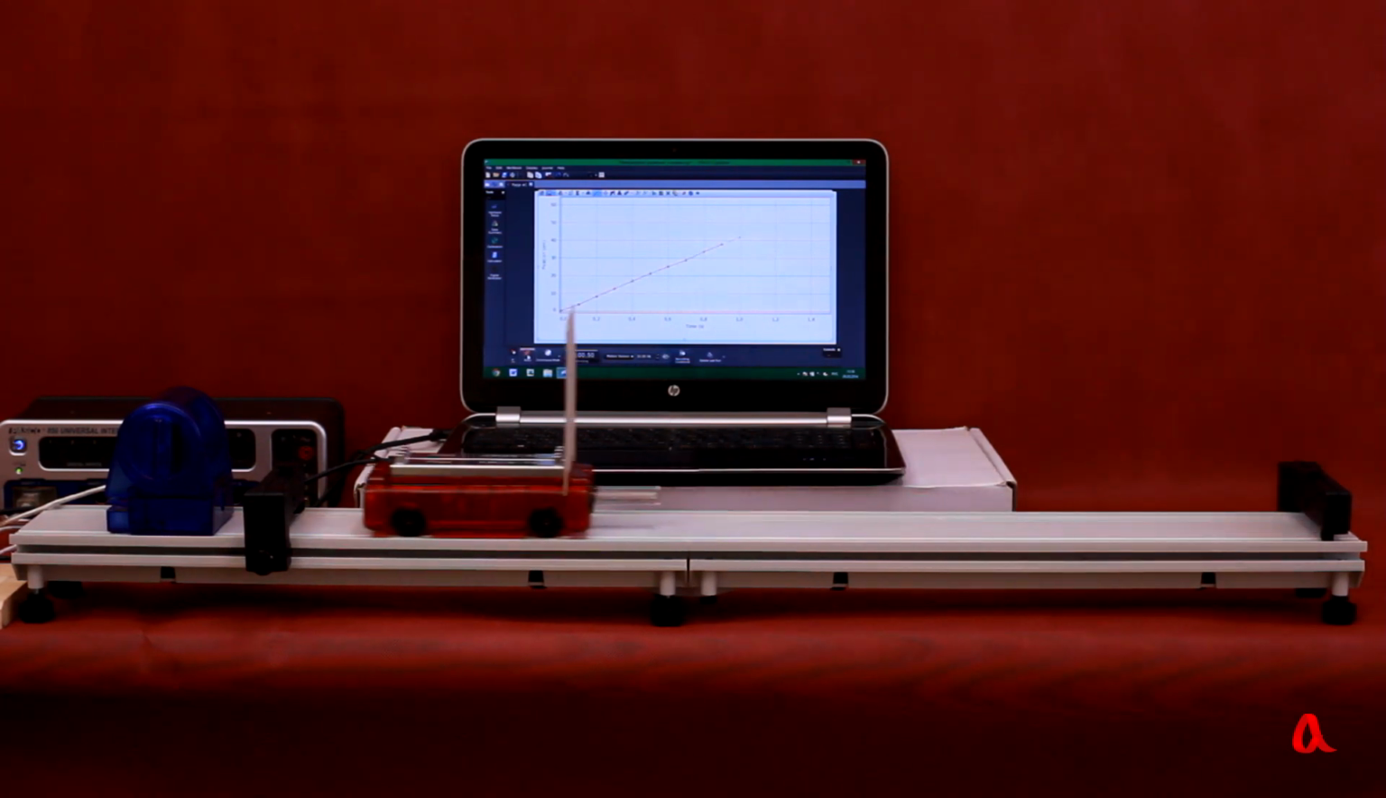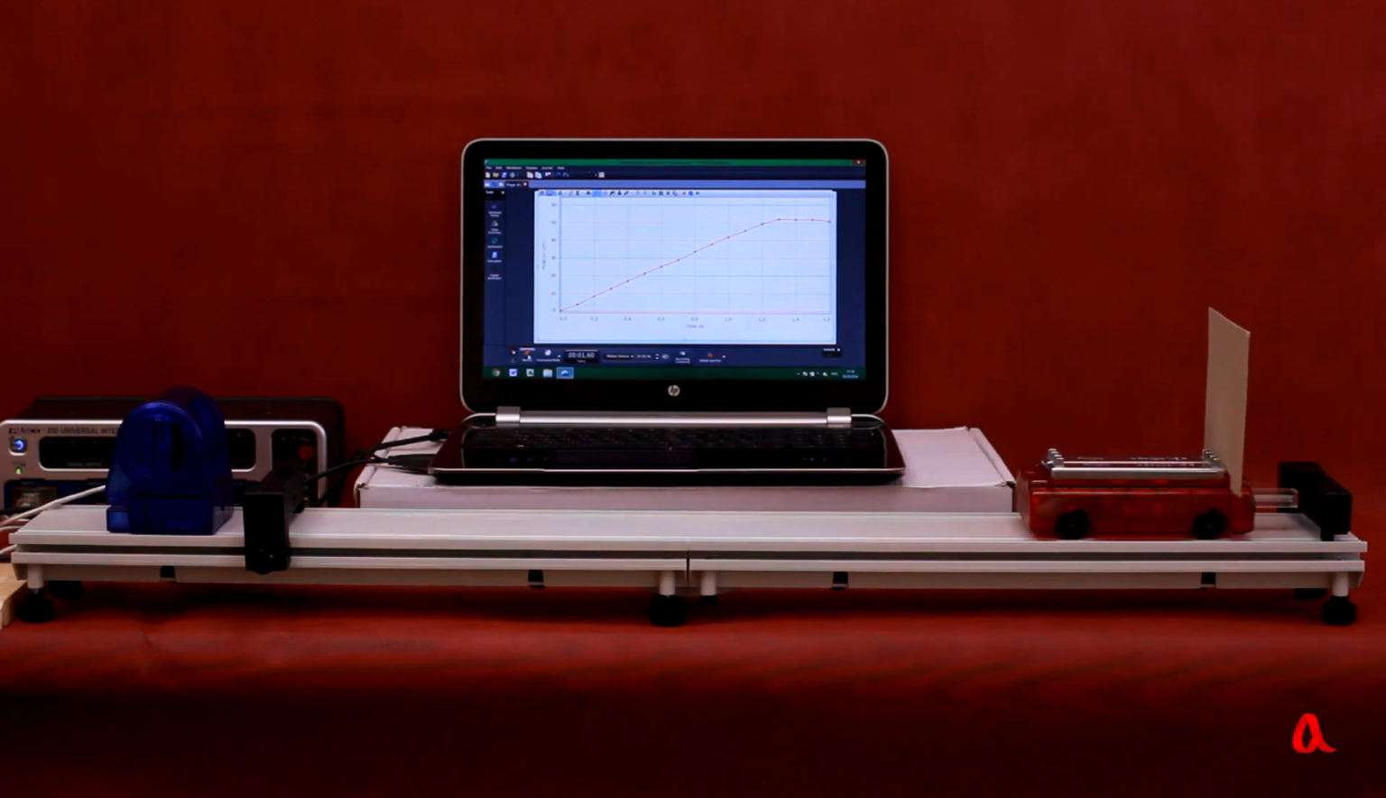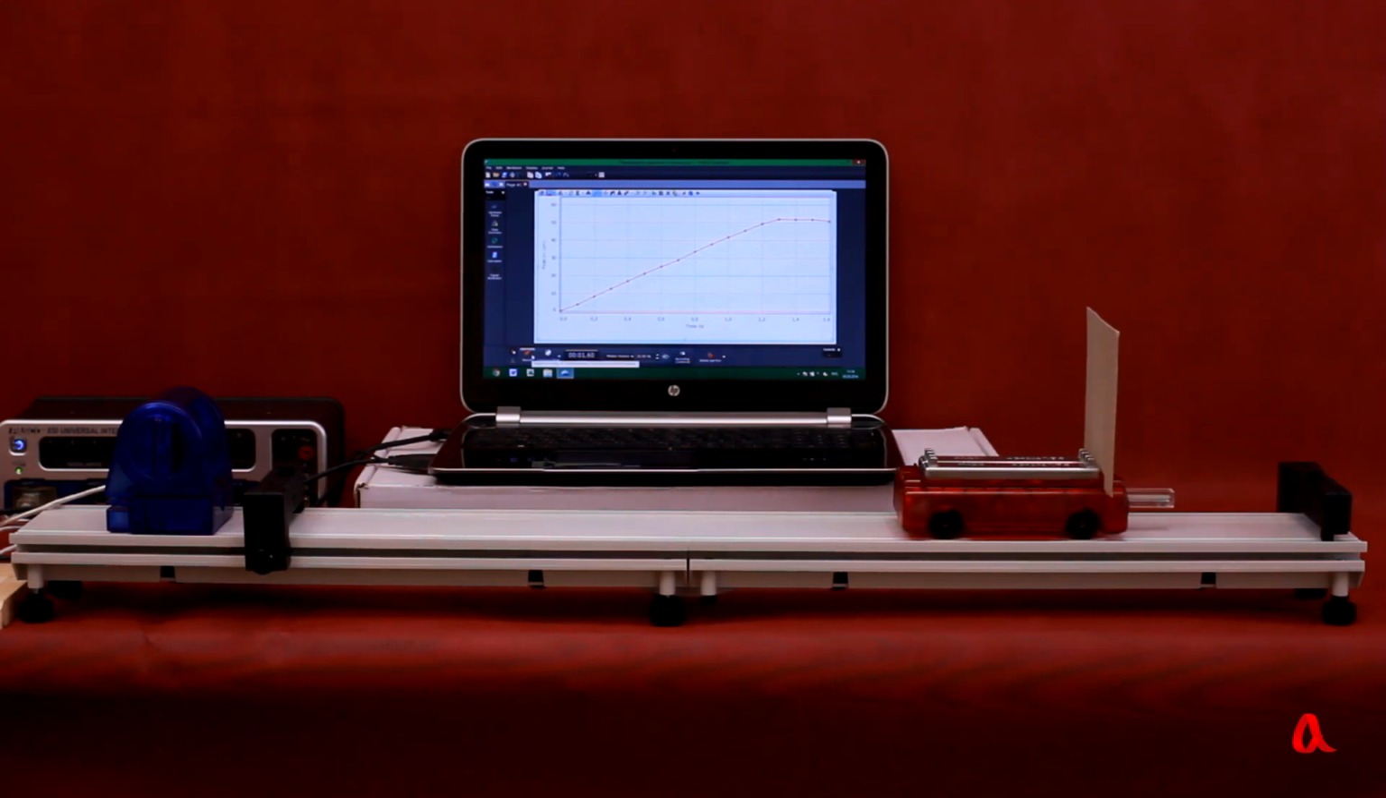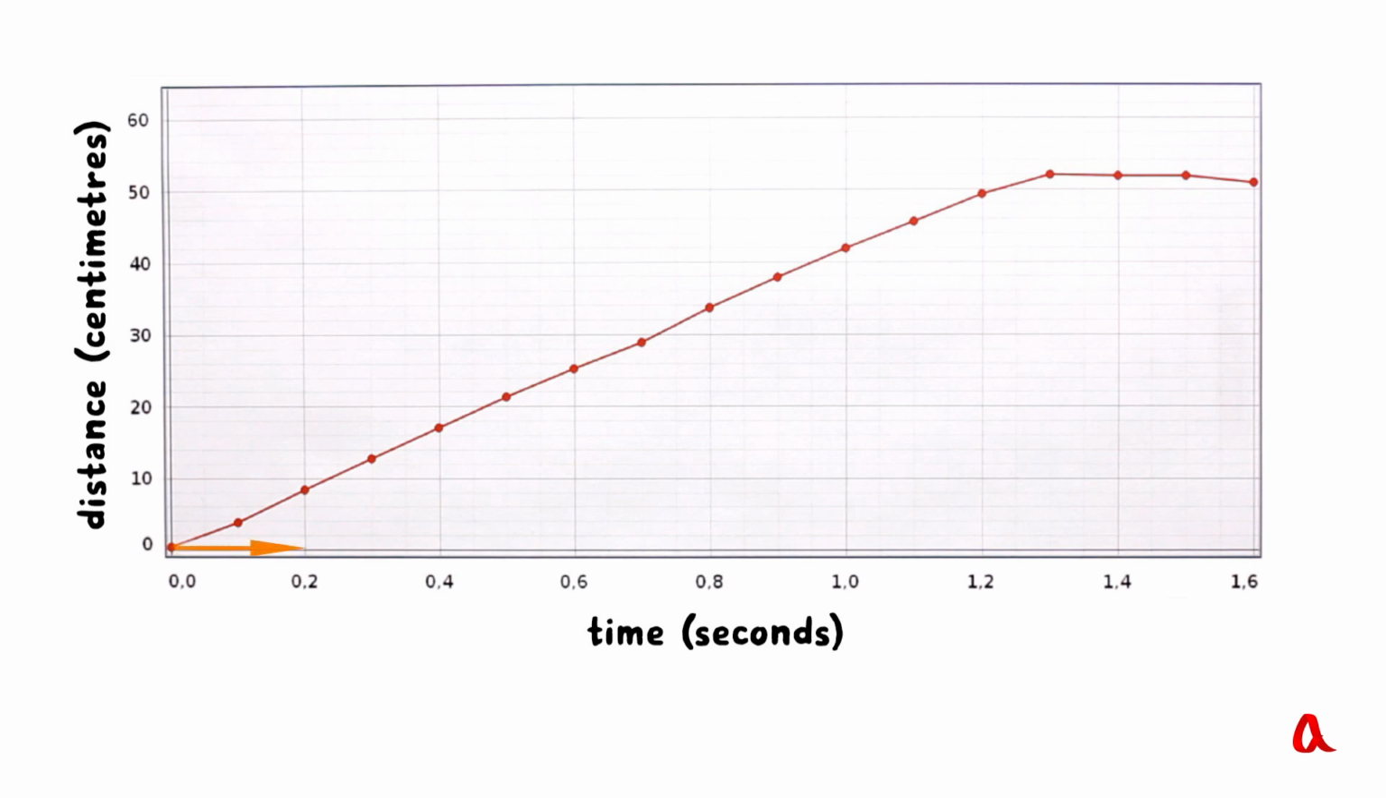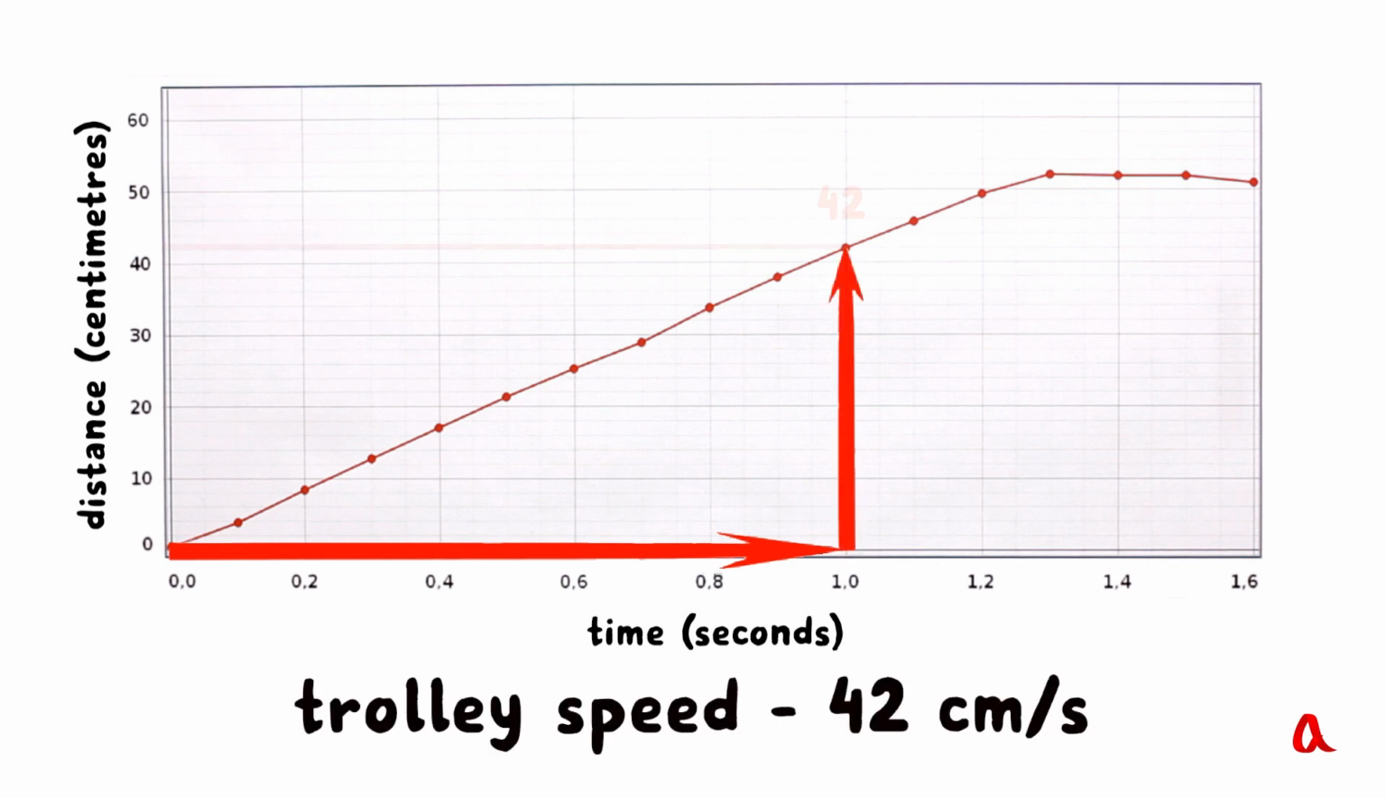We send the trolley moving. The diagram on the screen shows us the dependence of distance on time. Equal amount of space is covered in equal periods of time, which is why the movement of the trolley may be considered uniform. The trolley has covered 42 centimeters in 1 second, so its speed equaled 42 centimeters per second.